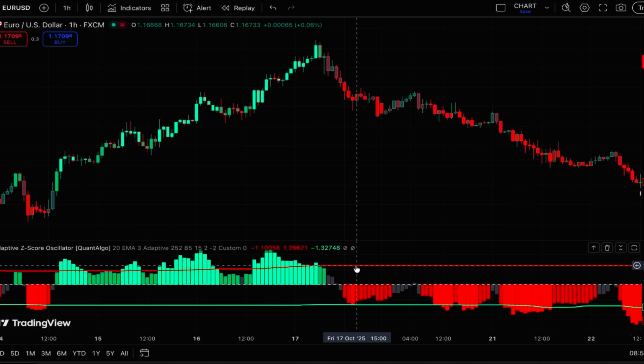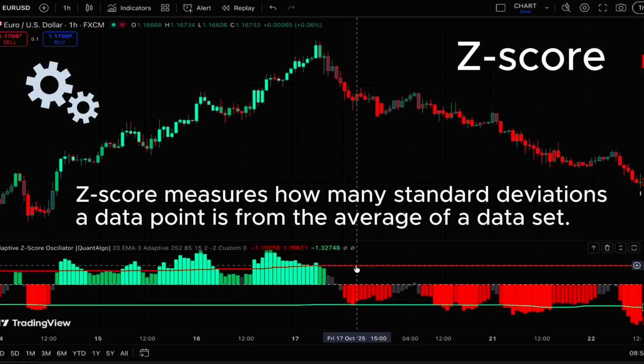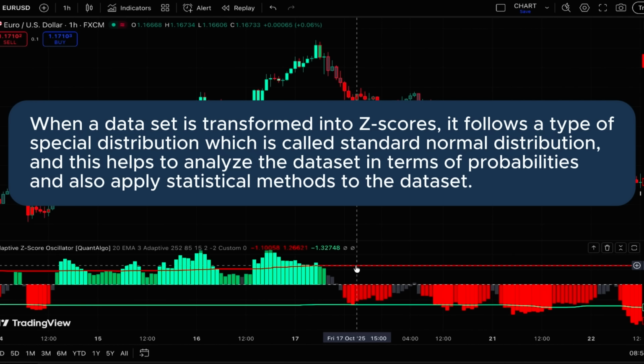As I said, this indicator is built based on z-score. In case you don't know what z-score is, z-score measures how many standard deviations a data point is from the average of a data set. I don't get into more details regarding the formula and calculations, but just know that when a data set is transformed into z-score, it follows a type of special distribution which is called standard normal distribution, and this helps to analyze the data set in terms of probabilities and also apply statistical methods to the data set.